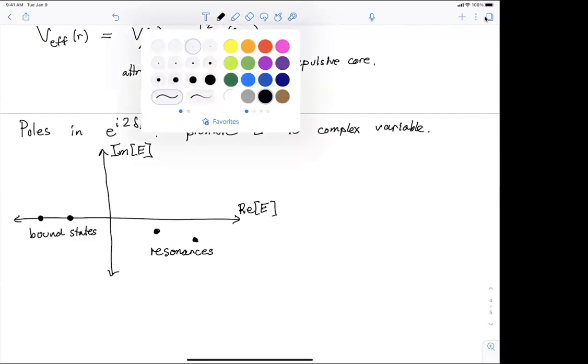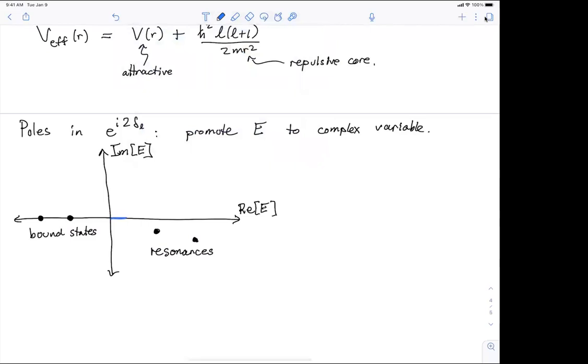But if you ask, where do we actually do scattering? That's exactly on the real energy axis. So that's where we actually do scattering. We never actually hit the poles, but we can infer that they are there by the behavior of the cross-section. Okay, any questions on that general stuff before we do an example?